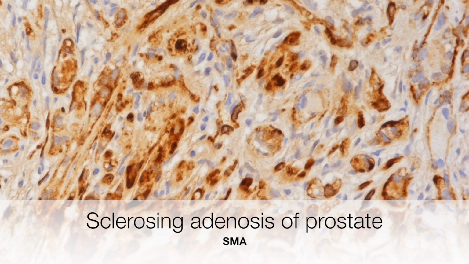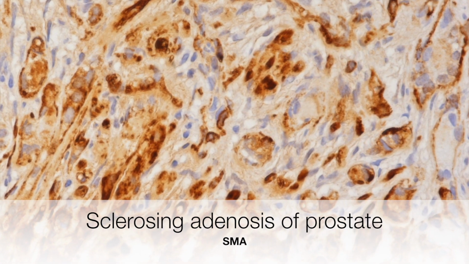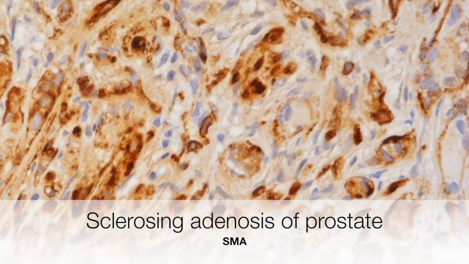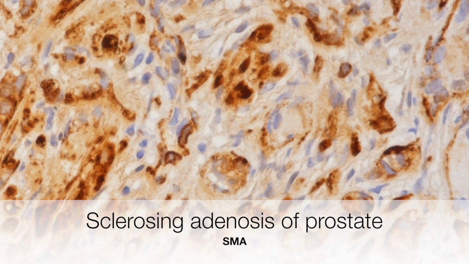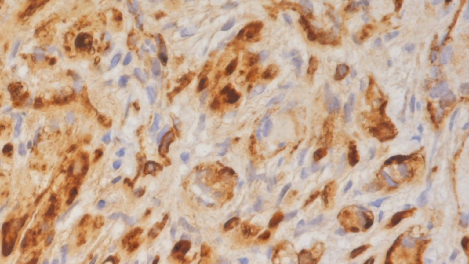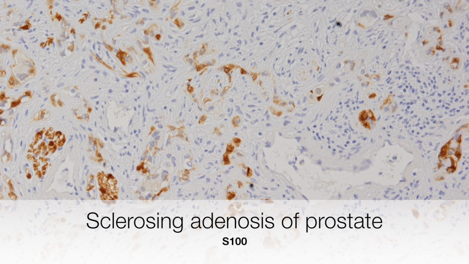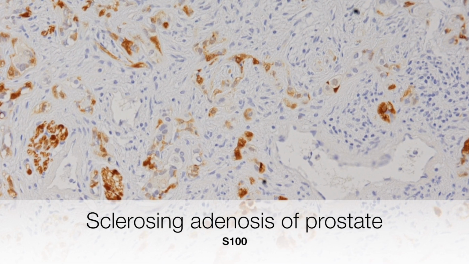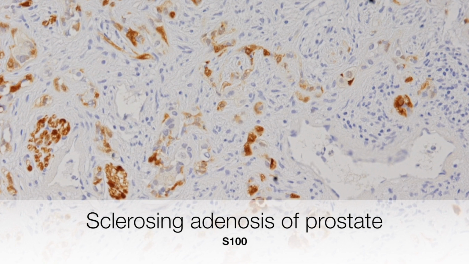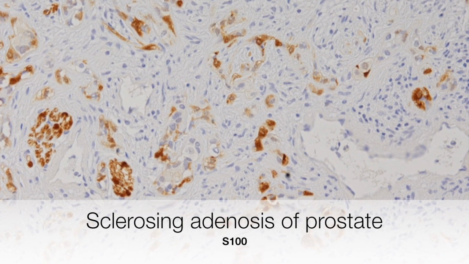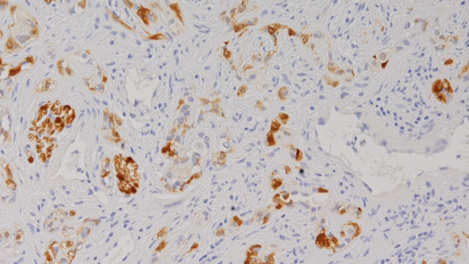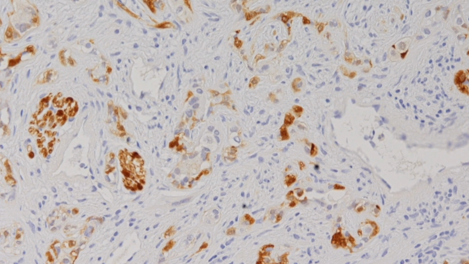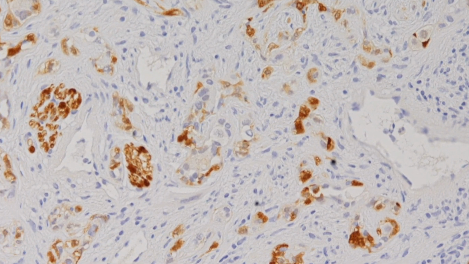This is the SMA or smooth muscle actin stain, showing very strong positivity of the basal cells. And this is the S100, again showing strong positivity of basal cells. This is the stain that clinches the diagnosis of sclerosing adenosis of the prostate.